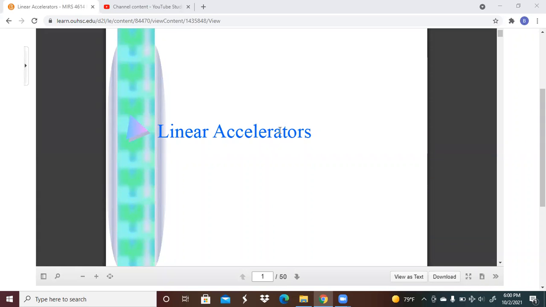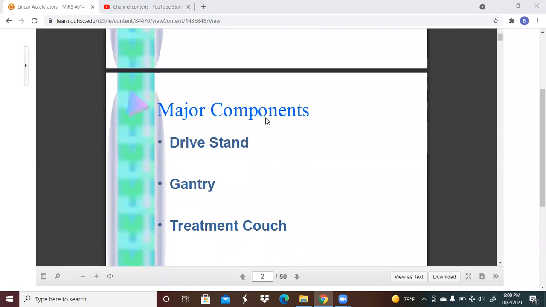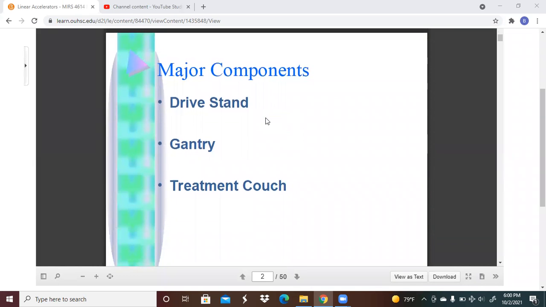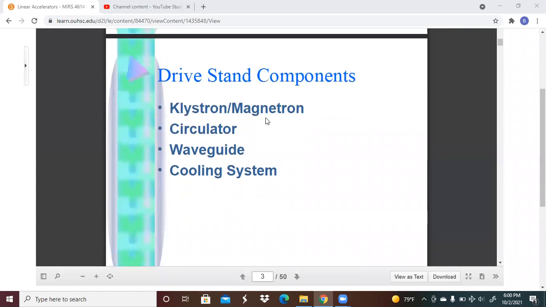This lecture is going to be over linear accelerators and what they mean for you as a radiation therapist. So what are the major components here? Well, we have the drive stand, we have a gantry, and we have a treatment couch. Within the drive stand, we're going to have several different components, one of which is either going to be the Klystron or the magnetron. We're going to have a circulator, a waveguide, and a cooling system.